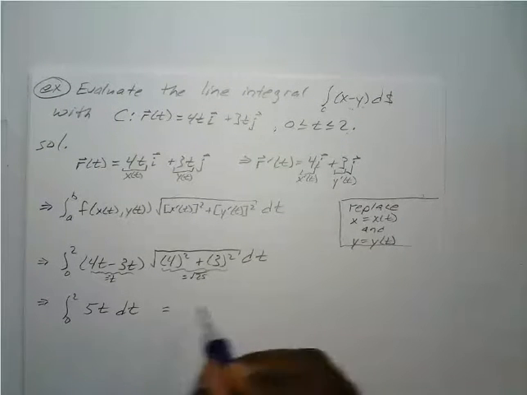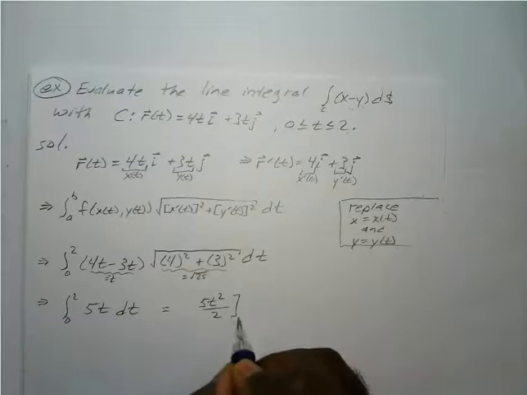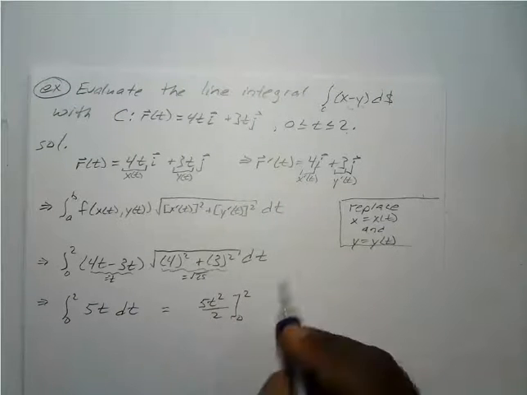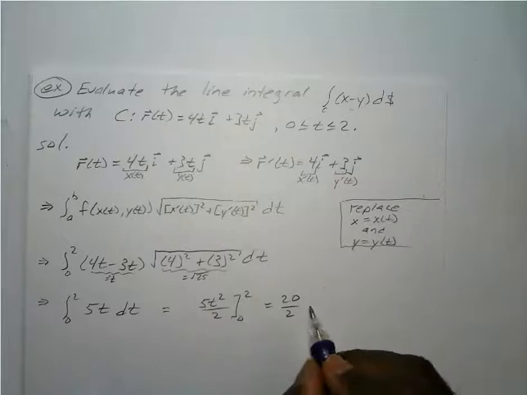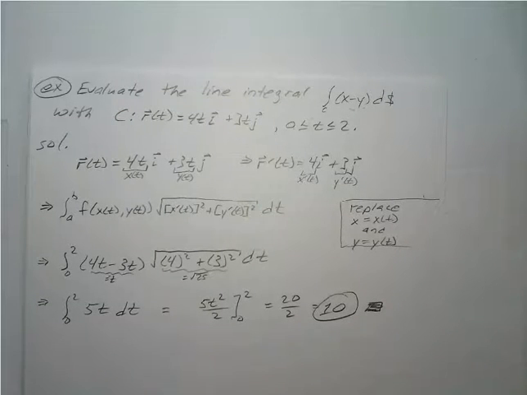Okay, so of course when we integrate that, we have 5t squared over 2, which is from 0 to 2. Okay, so you have 5 times 4, which is 20, so that's 20 over 2. You plug in 0, you get 0, so we end up with 10.